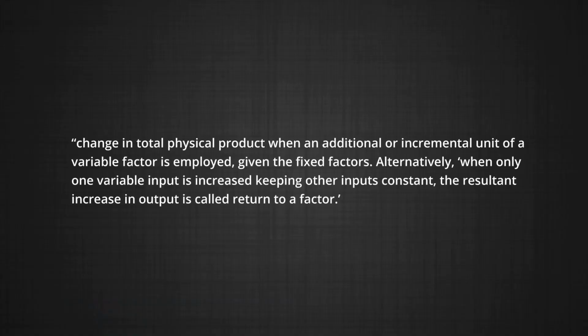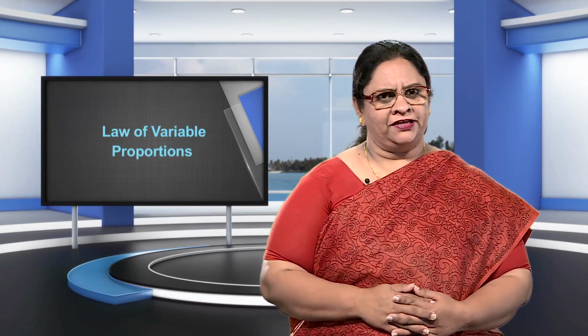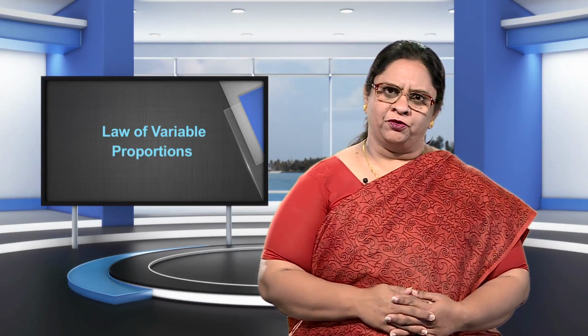Let us start with returns to factor. This means change in total physical product when an addition or incremental unit of a variable factor is employed, given all the fixed factors. Alternatively, when only one variable input is increased, keeping other inputs constant, the resultant increase in output is called a return to a factor. As the amount of the variable factor is increased, returns to factor change according to the law of variable returns to factor, which is also called the law of variable proportions.